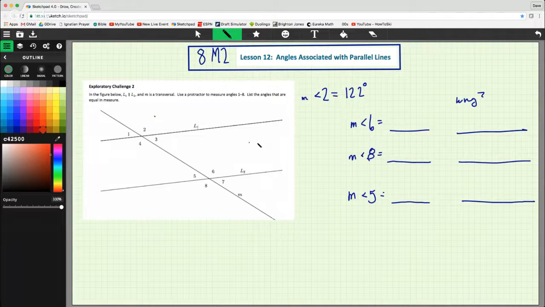So the measure of angle 6, because we have 2 and 6 are corresponding angles, the measure of angle 6 must also be 122 degrees, because angle 2 and angle 6 are corresponding.